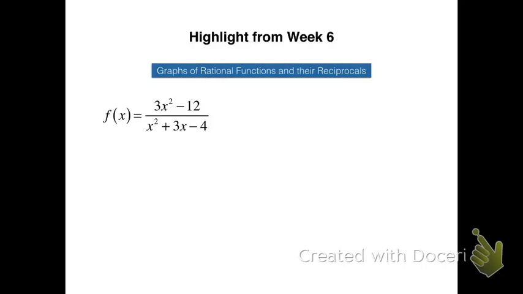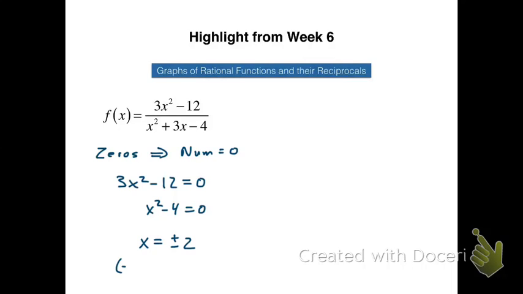So if I have a function, and I just have a quadratic over a quadratic, and I want to graph this by hand, the first thing I look at is the zeros of the function, where this graph is actually going to go through the x-axis, the x-intercepts. So this is where I set the numerator equal to 0. Just doing the math quickly, on the numerator equal to 0, I get negative 2 and 2.